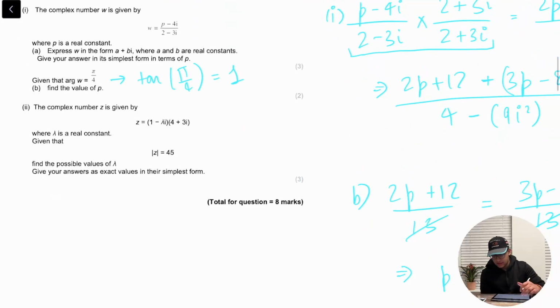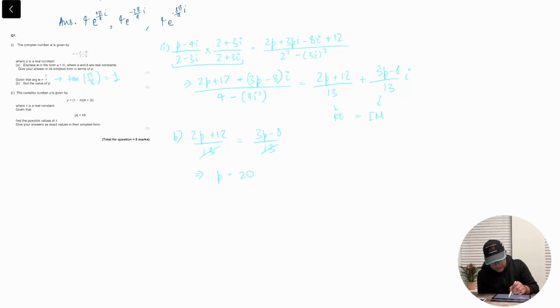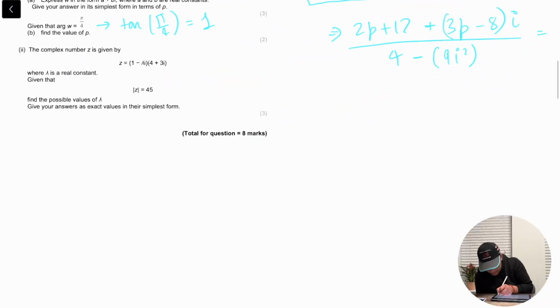Okay, let's attempt part 2 of the question. Let me make this a bit smaller. Actually, let me get this out of the way. So let me put part B like here. Done and over with. Okay. Part 2.